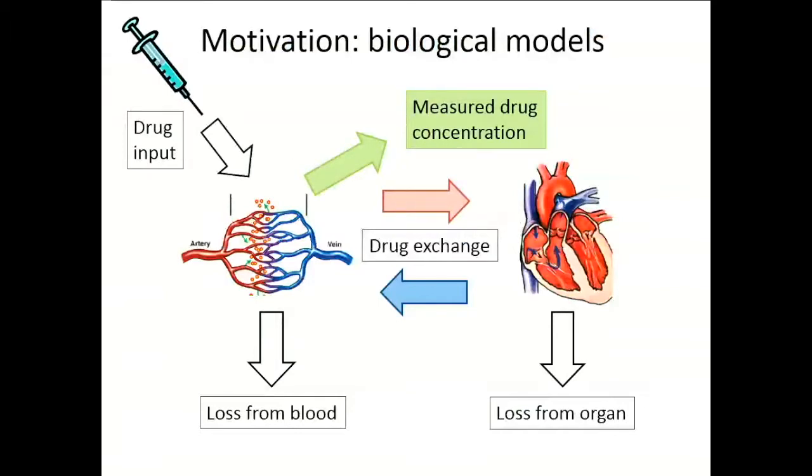So the motivation for talking about identifiability comes from biological models. So here's a very, very simple biomodel. So let's say in a lab, they're testing the effects of a drug on the human body. And let's say the drug is administered in the blood. So that represents the input to our system. And then let's say the drug is exchanged between the blood and an organ, for example, the heart. So that's represented by these arrows here. And then let's say the drug leaves the system. So it leaves the blood, it leaves the organ. And then let's say we want to measure the drug concentration in the blood. That represents the output to our system.